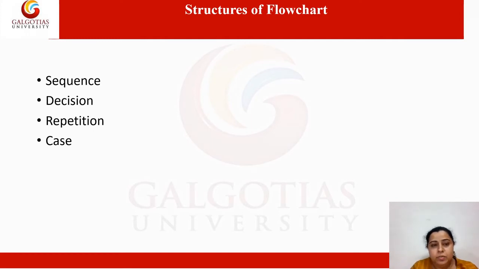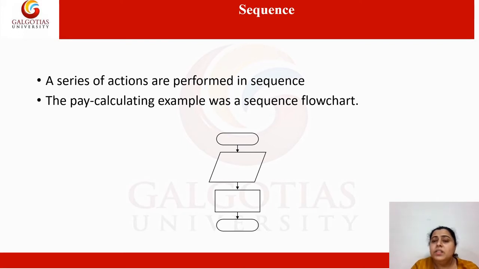A sequence is basically a series of actions that are performed. When I say a series of actions, we have already done an example of it with the help of a pay calculating program. When there is no decision, no feedback, no loop, in that case it's a sequence of program. Simple, normal sequence, right? So you can see here start and end. We have a parallelogram and a process box over here. So we are using these two things to calculate a sequence. We have already done an example.